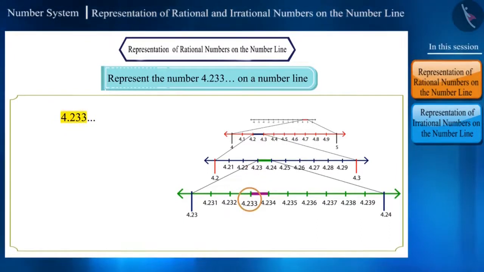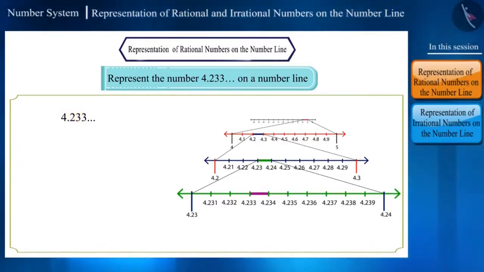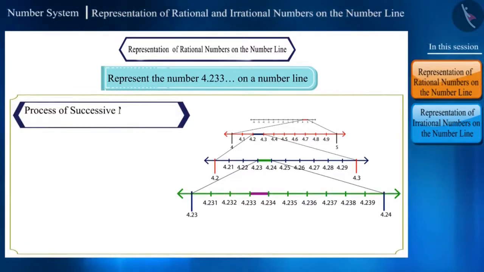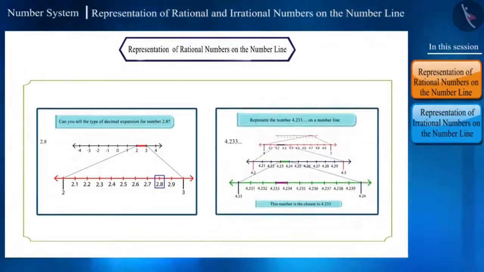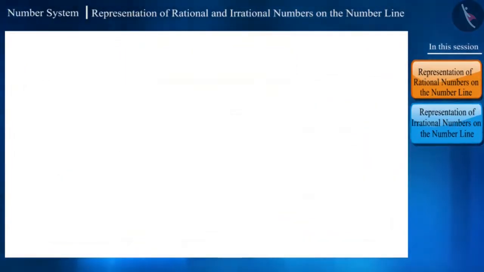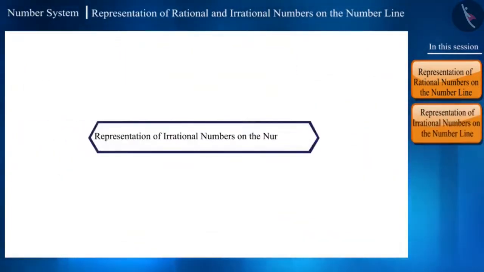To accurately or precisely locate the number on the number line, we had to divide or magnify the number line into many such 10 equal parts. So this process is called successive magnification. Friends, so far we saw how to represent rational numbers on the number line. But can irrational numbers also be represented on the number line?